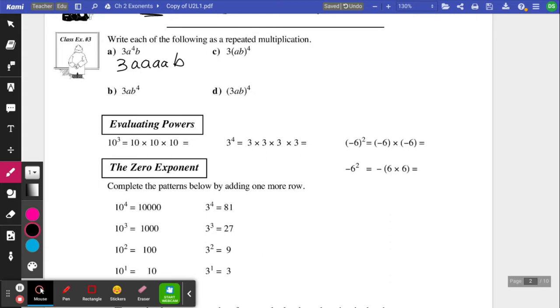Write it down. Joey, pencil. Do you have a pencil? Fantastic. And you can put little times signs in between if you want to.